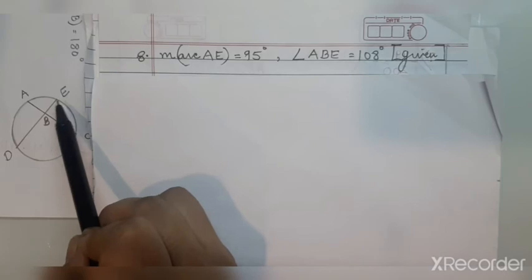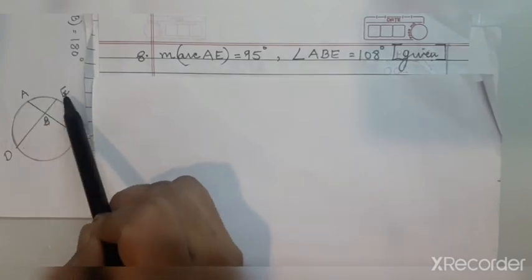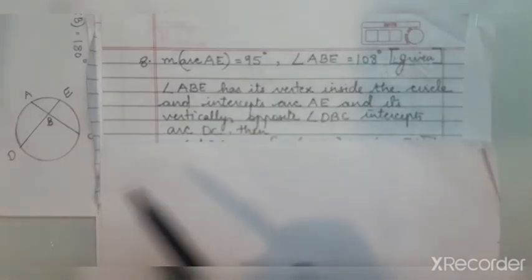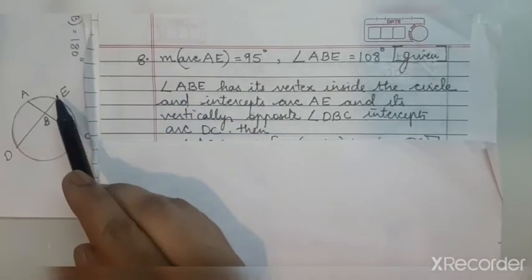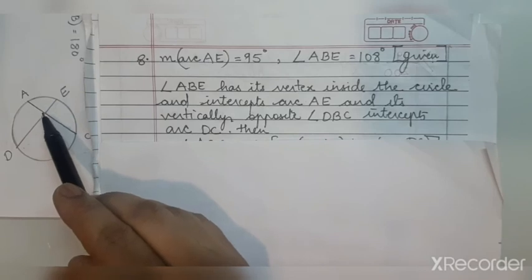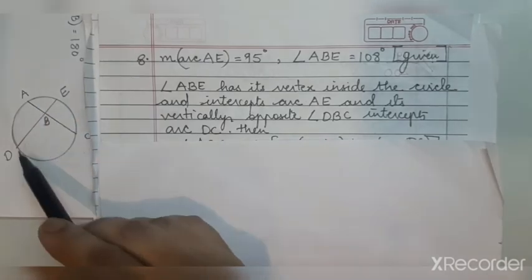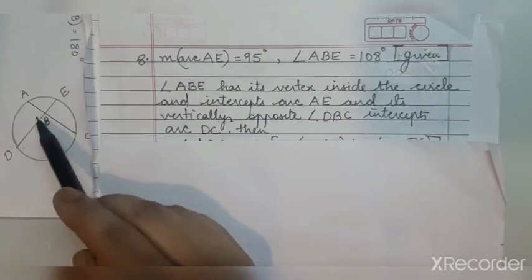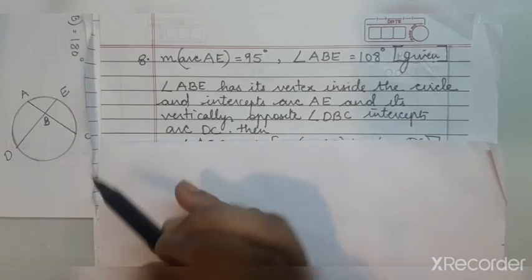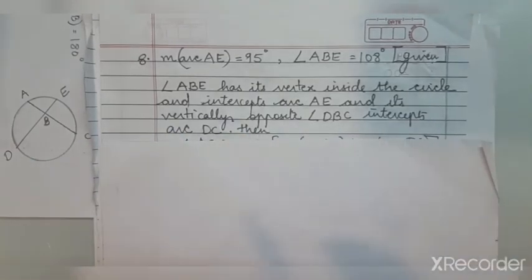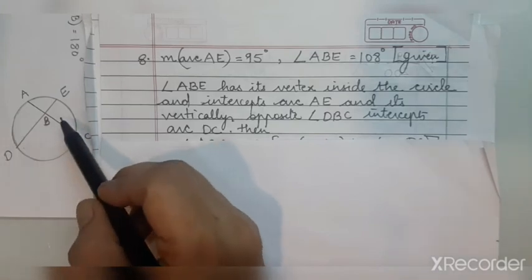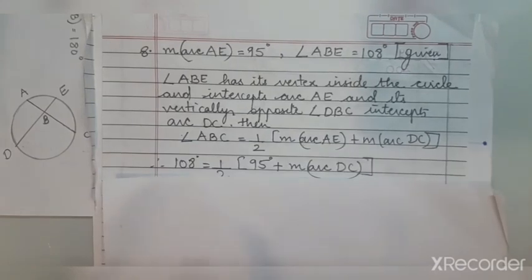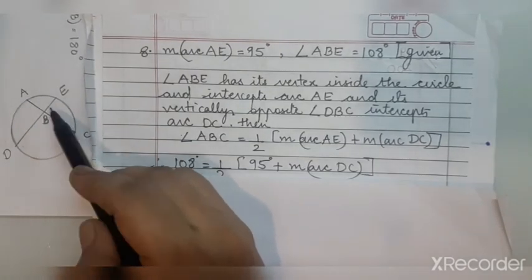Now it is given that measure arc AE is 95 degrees and angle ABE is given as 108 degrees. And as I read the property on page number 71, angle ABE has its vertex inside the circle and intercepts arcs AE and DC. And its vertically opposite angle DBC intercepts arc DC. That you have to mention. In such a case, when the chords intersect each other internally, the angle is equal to half of the sum of the intercepted arcs.